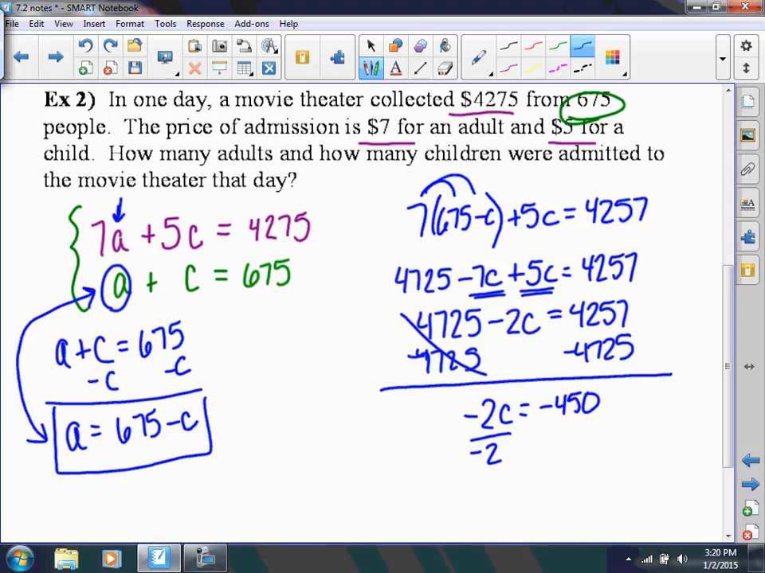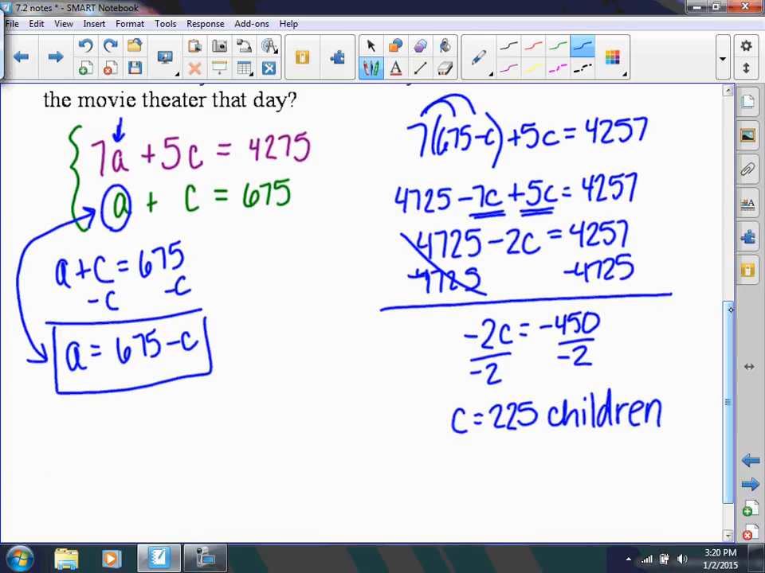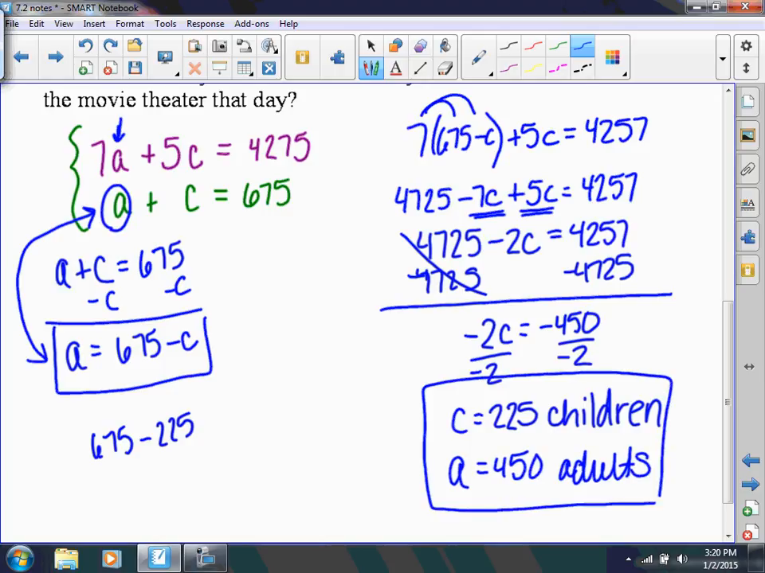And then when I divide by the negative 2, I'll get that there were 225 children. And then to figure out how many adults there were, I'm going to go back to this equation here. 675 minus the children, minus the 225, that's going to be 450 adults. So if you wanted to say that in a complete sentence, you would say there were 225 children and 450 adults that went to the movie theater.